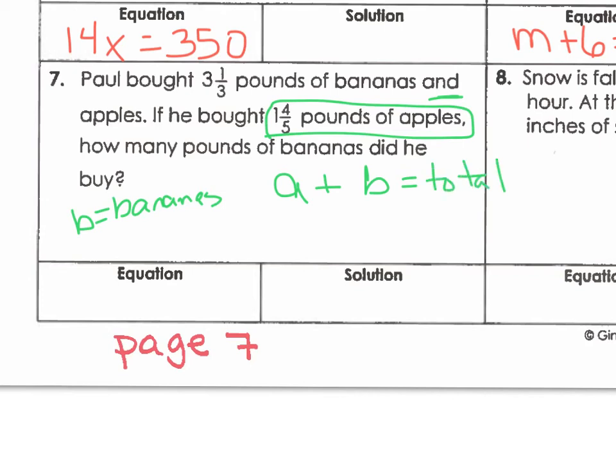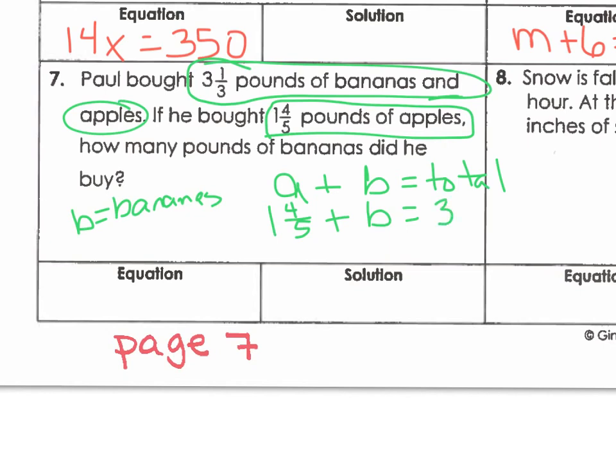We can write that. That's an equation. Now let's fill in the information that I know. Apples, I circled that. That was the 1 4/5 plus bananas is our unknown. We're going to leave the variable B, and then this 3 1/3 was apples and bananas together. So equals 3 1/3. All right, that'll be a fun one to solve. Transfer that over to your equation box, and we got one more to go.